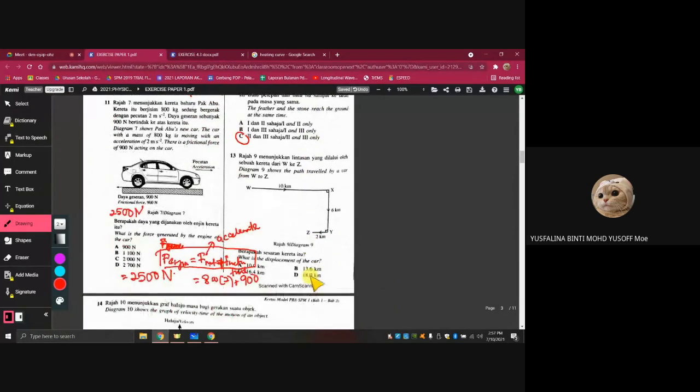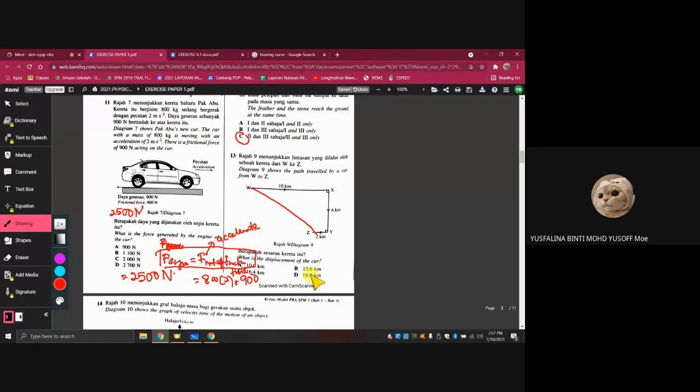Okay, number 13. This one, the last question, we have to find the displacement. So remember, for the displacement, you have to find the shortest distance in a certain direction. That's the meaning of displacement. So if you want to find the shortest distance here, it says W to Z, right? So the shortest distance should be from here to here.